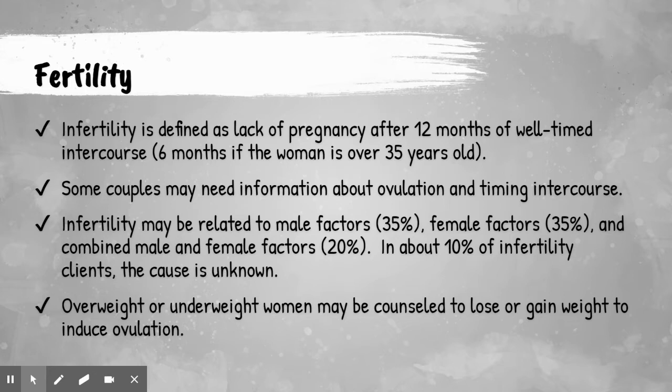Infertility, don't look at it as a woman's problem. It is a couple's problem, or it is a family problem. In the case of single mothers, it may be a woman's problem. But it's related to male factors about 35% of the time, female factors 35% of the time, combined factors 20%, and 10% we don't know. There's no identified cause. Overweight can cause infertility issues because of an imbalance of estrogen in the body. Underweight women, especially women with eating disorders, will stop ovulating, so they may be counseled to lose or gain weight to induce ovulation.